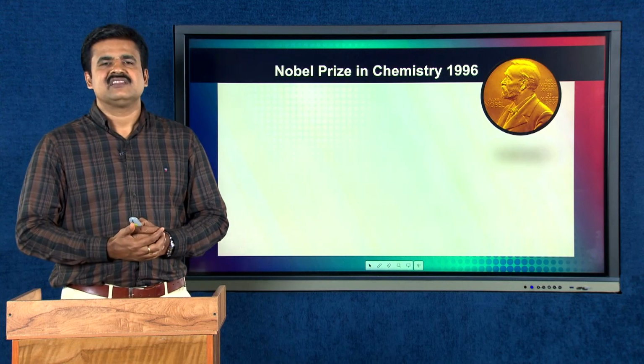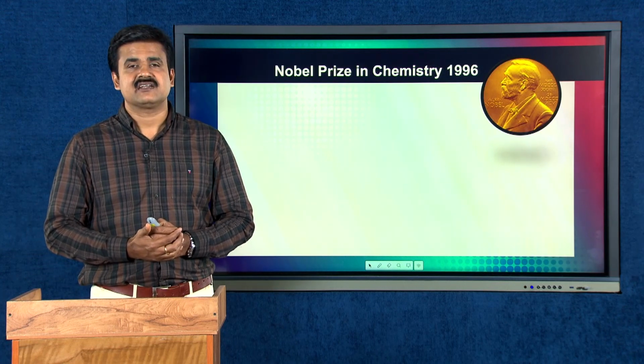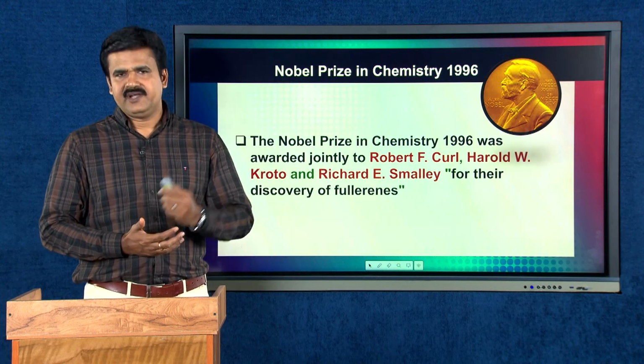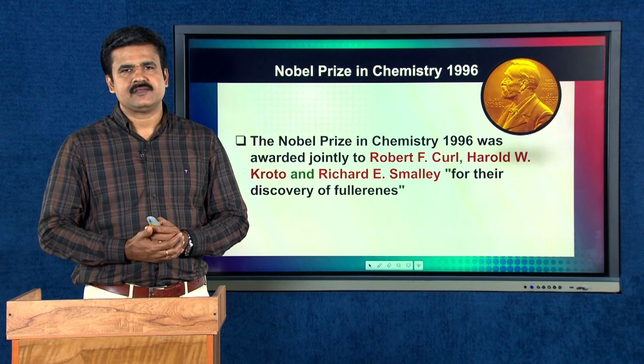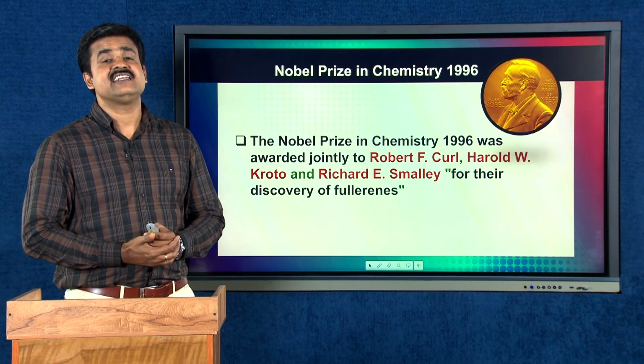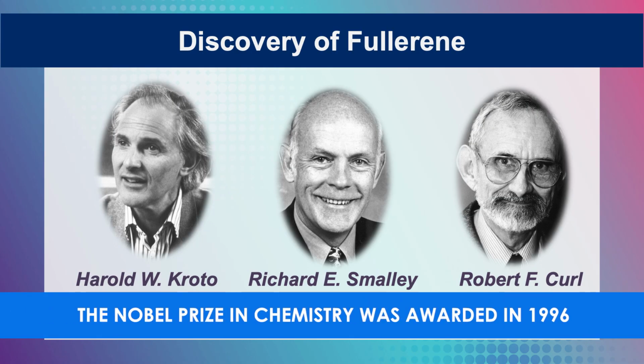Now, the scientists won the Nobel Prize, in the year 1996. They won the Nobel Prize in Chemistry. That is, the Nobel Prize in Chemistry in the year 1996 was awarded to the discoverers of fullerene, that is, Robert F. Curl, Harold Kroto, and Richard Smalley for the discovery of fullerene.